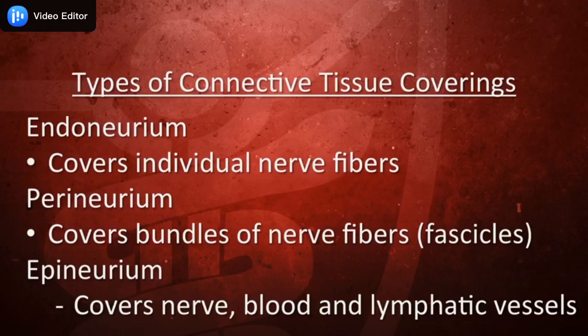In the peripheral nervous system, a collection of cell bodies is called a ganglion, and a bundle of nerve fibers is called a nerve. Peripheral nerves are covered by connective tissue that imparts strength and resiliency. The endoneurium covers individual nerve fibers. The perineurium covers bundles of nerve fibers, or fascicles. And the epineurium surrounds the entire nerve, as well as the blood and lymphatic vessels supplying the nerve.